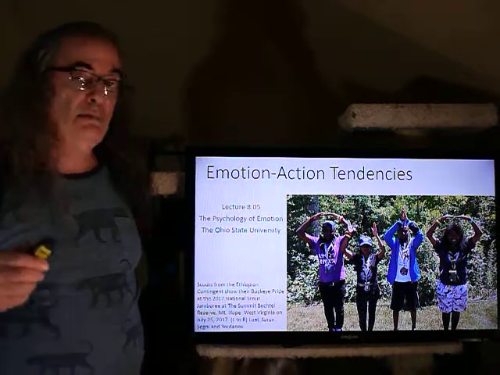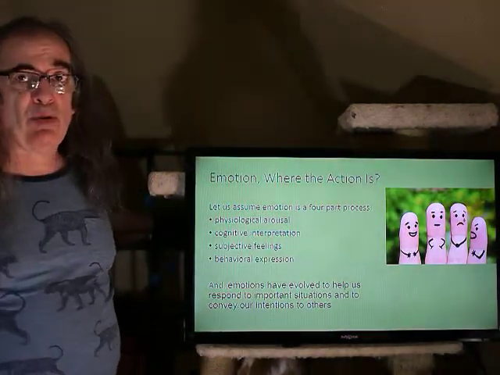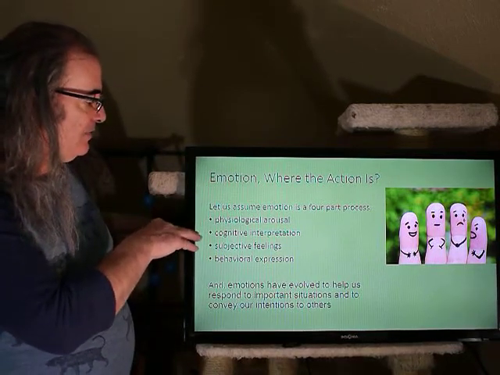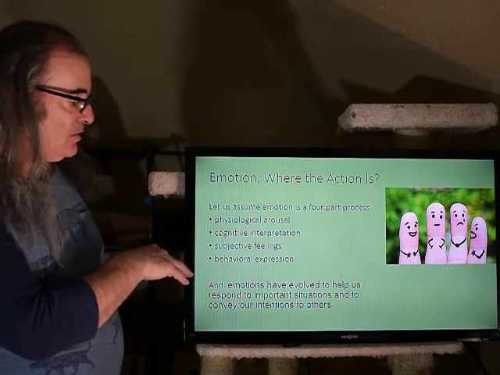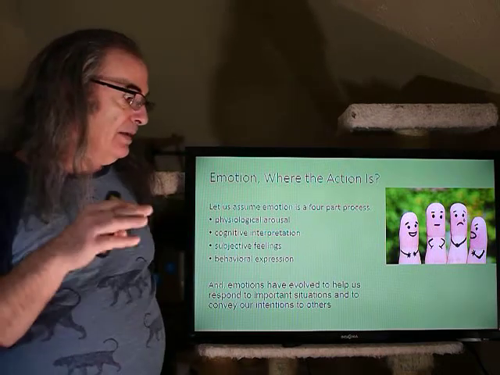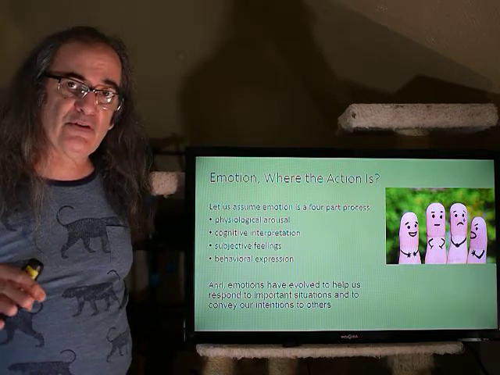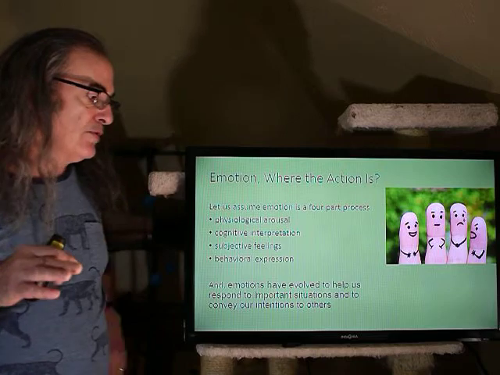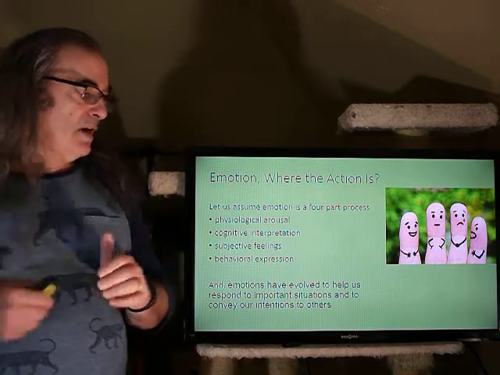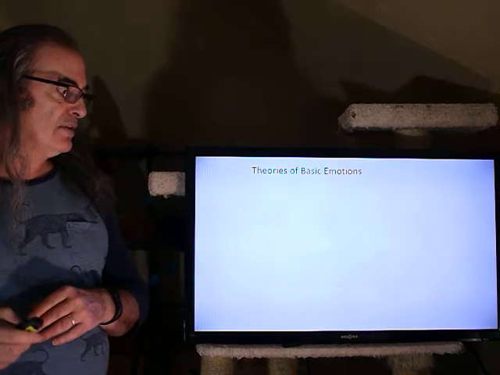So, emotion. Emotion, where the action is. At least that's the way I'm putting it. Let's assume that emotion is a 4-part process, and many people describe emotion that way. Physiological arousal, cognitive interpretation, subjective feelings, and behavioral expression. You can make a strong case that these are the 4 components of emotions. And emotions have evolved to help us respond to important situations. And that's really the theoretical position that underlies a great portion of this lecture. It allows us to respond to important situations, and at the same time it conveys our intentions to others. So we have that dual process there.